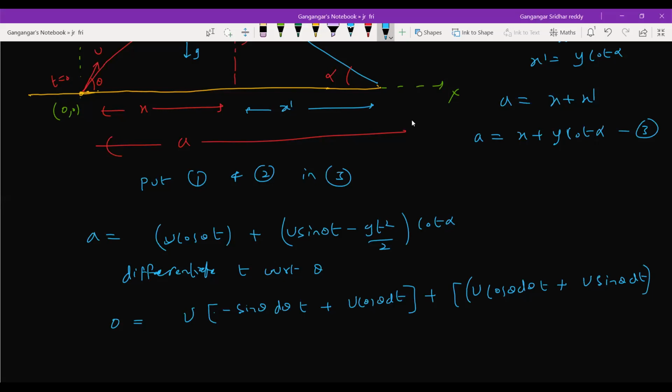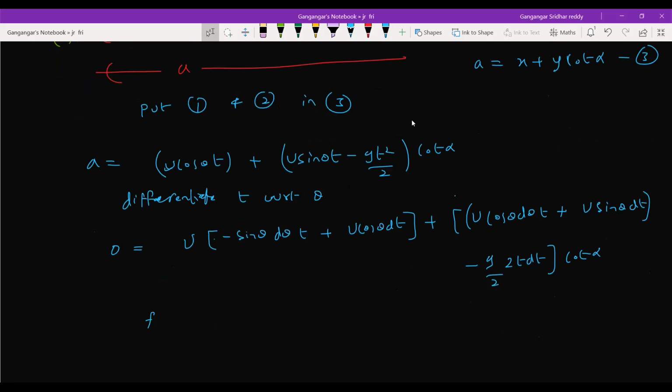No, dt by d theta. I had to find out this value. Minus g by 2, 2t dt into cot alpha. Solve for d time by d theta and equate it to 0. So for t minimum, dt by d theta equals 0. Now solve this equation and equate it to 0. Then you'll get that specific angle.